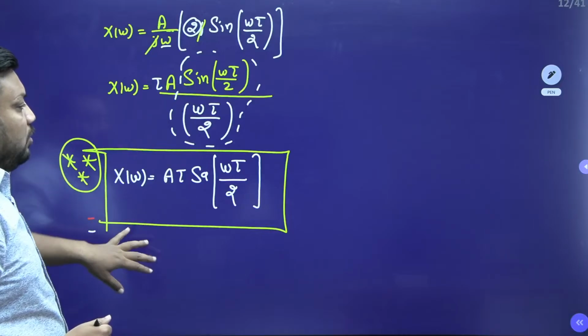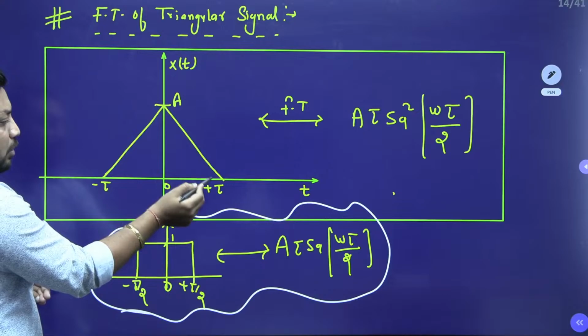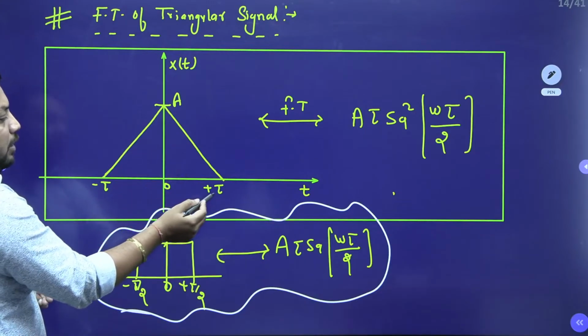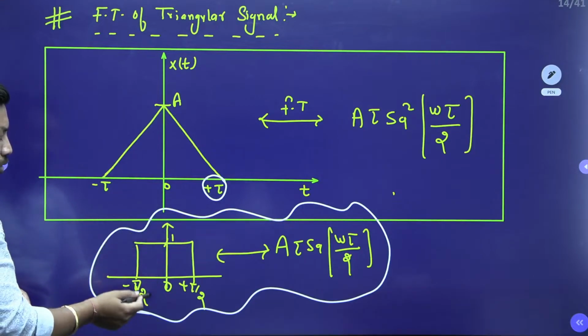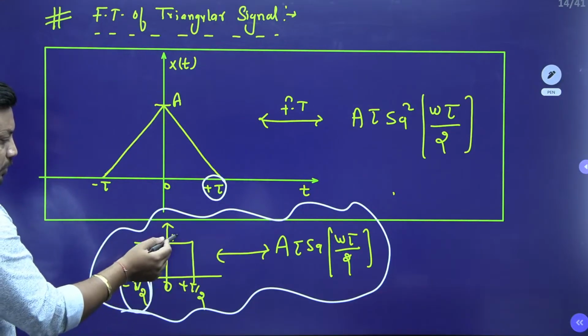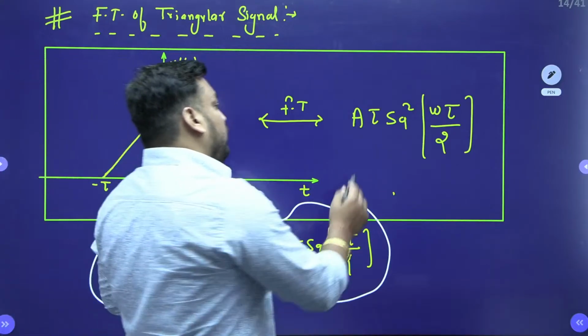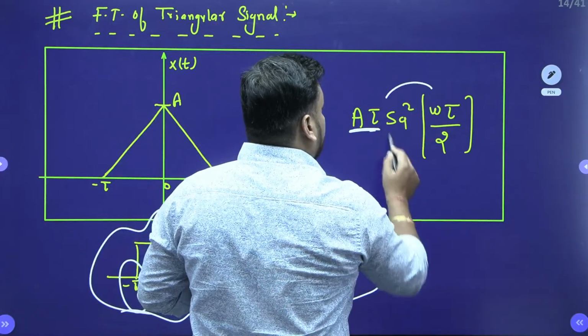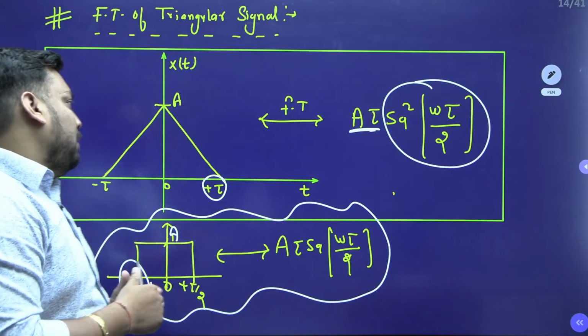If I talk about the triangular signal, then what is the triangular signal's Fourier transform? A tau... But here what we need to remember is that the duration is minus tau to plus tau, whereas in the rectangular the duration was from minus tau by 2 to plus tau by 2. Here the triangular Fourier transform is A tau sampling square omega tau by 2. I am very happy that he has replied with the correct answer.